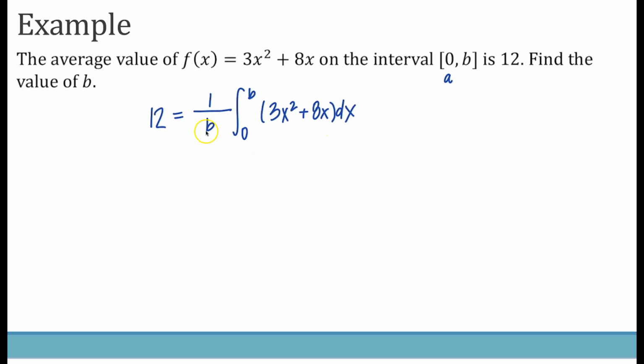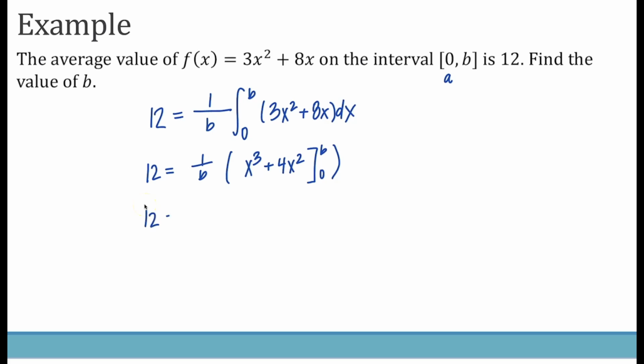So we want to work through this and solve for b. I have 12 is equal to 1 over b, and now we'll take the antiderivative of 3x squared plus 8x. So that's going to go ahead and give us x cubed plus 4x squared, evaluated from 0 to b. We're just doing the power rule on each of these terms for integrals, and then we're going to substitute in b and substitute in 0.